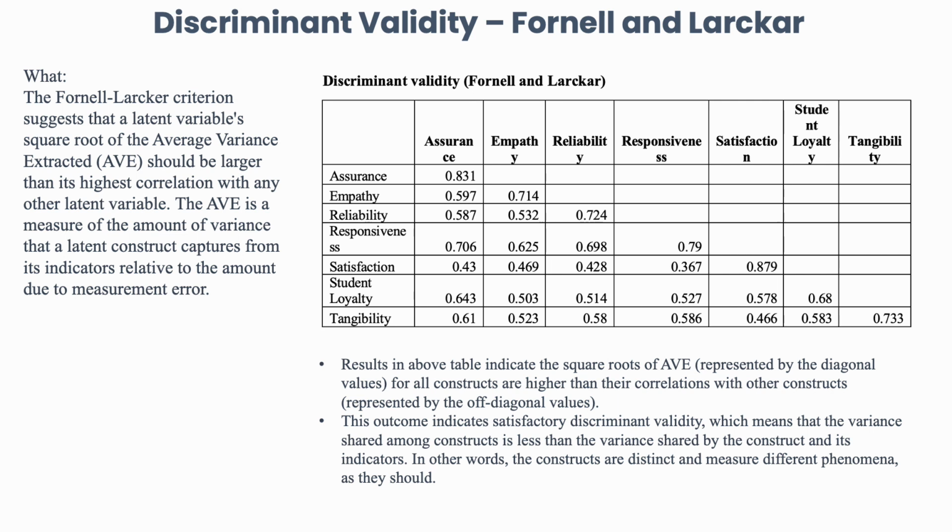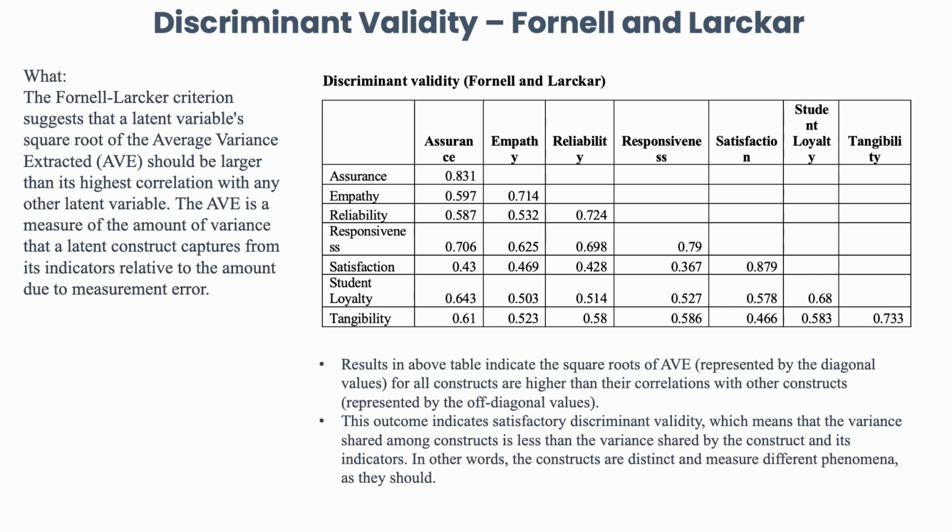Now, again, as a reminder, discriminant validity is the degree to which a construct is truly distinct from the other constructs by empirical standards. The Fornell and Larcker criterion is a commonly used test to evaluate the discriminant validity of a measurement model. It suggests that a latent variable's square root of AVE, which is average variance extracted, should be larger than its highest correlation with any latent variable.